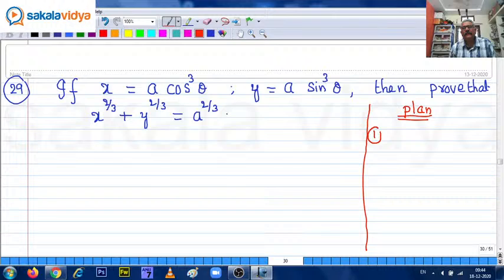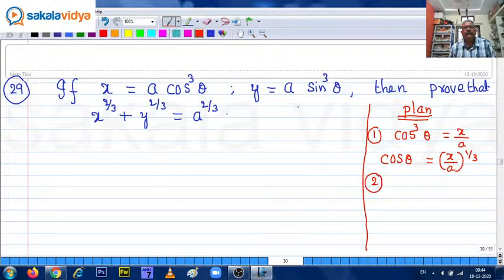First, find cos cube theta. Cos cube theta equals x upon a. But with the help of cos cube theta, we cannot proceed, so find cos theta. What is cos theta? It is x upon a whole to the power of 1 by 3. Now cos theta value is known.